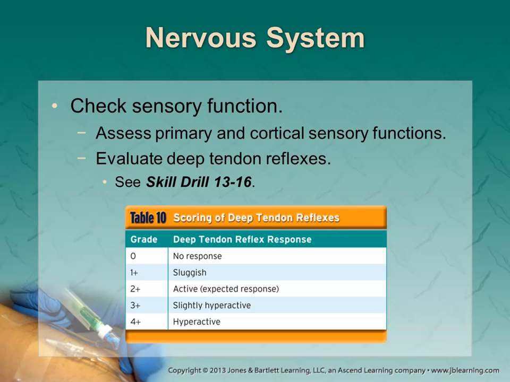Check for sensation. This is showing deep tendon reflex response. It can be 0 to 4, which means if I tap on my knee, a 4 would be me kicking all the way to the ceiling. 0 would be me not kicking at all.